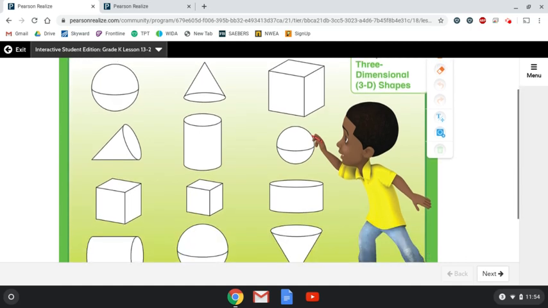All right, so Jackson, this is Jackson here, he wants to find a 3D shape or a solid shape, but he's trying to find one that has two flat sides, and it could roll. So like a sphere here, it doesn't have any flat sides. It's all curved. And if you look at a cone, it has one flat side right here. So I want you to tell your grown-up, maybe point to a couple shapes that have two flat sides and it could roll. Go ahead and do that.